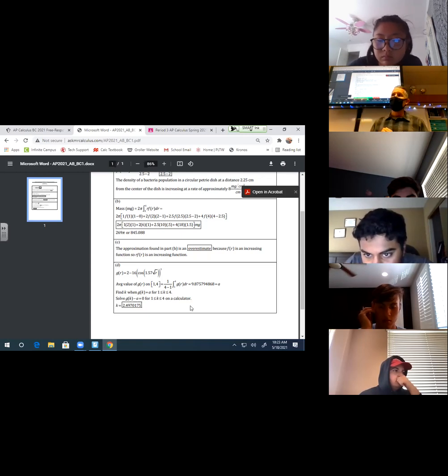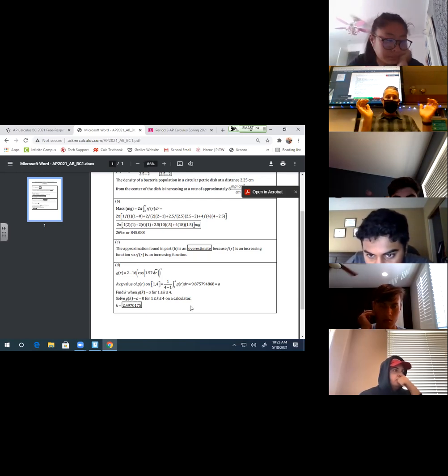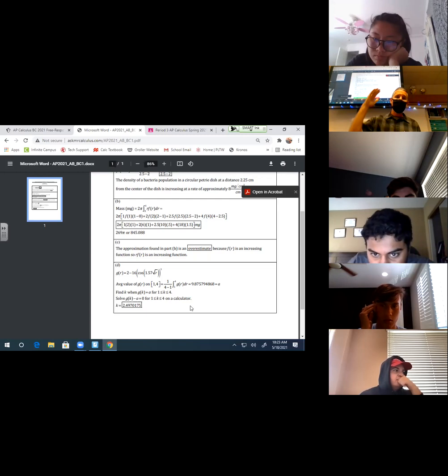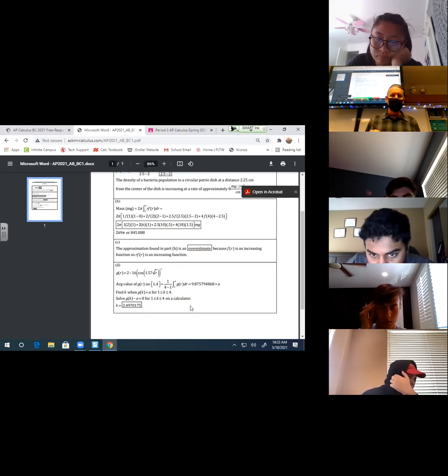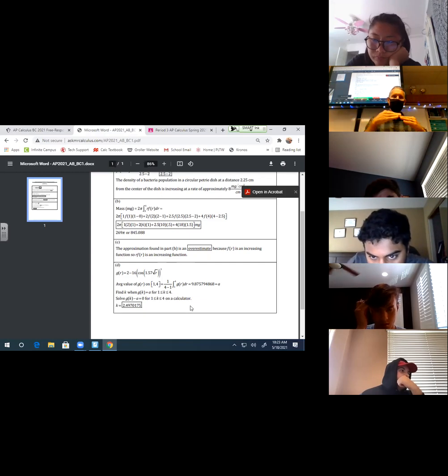The function minus a. Exactly. So what you would do is graph the function minus a into y sub 1 and then see where that hits the x-axis. Or the other way you could do it is graph g in y1, graph a in y2, and see where they intersect.